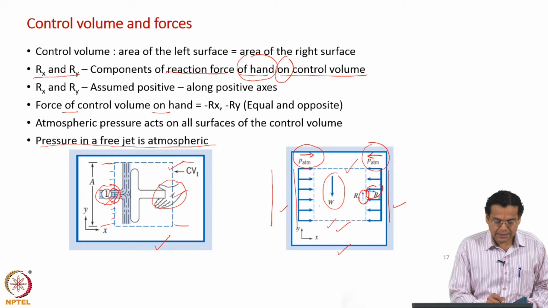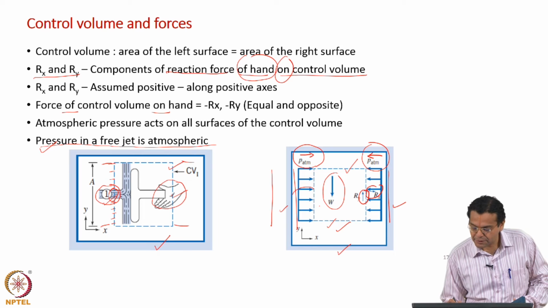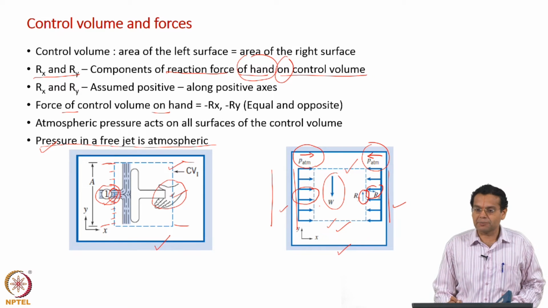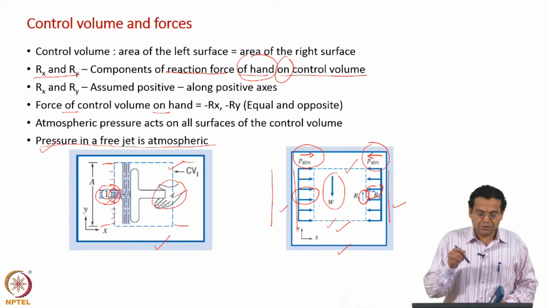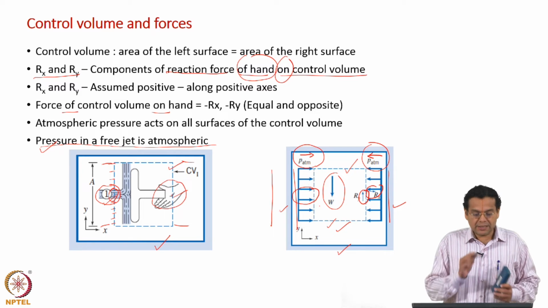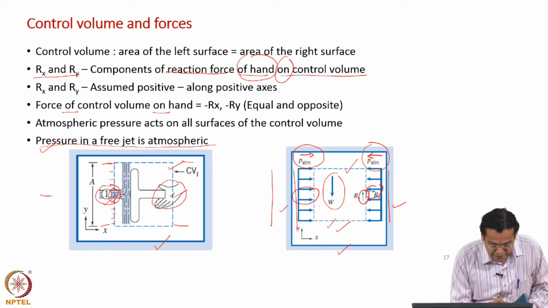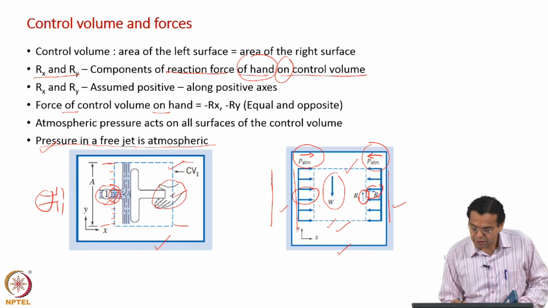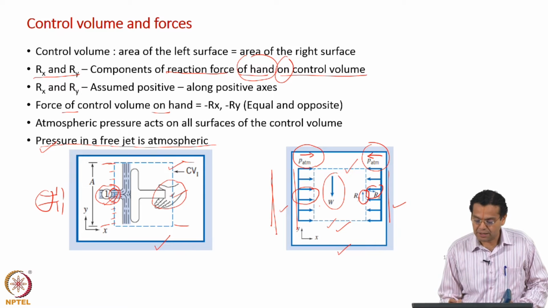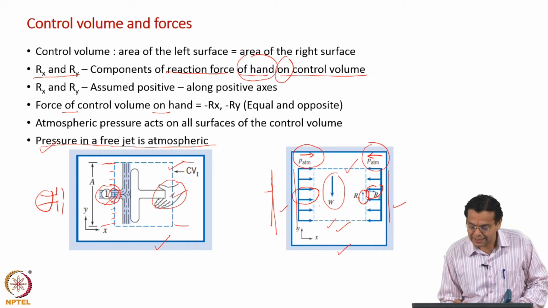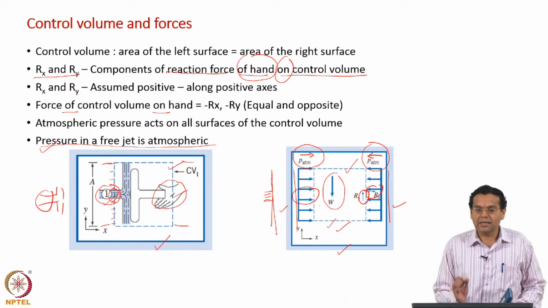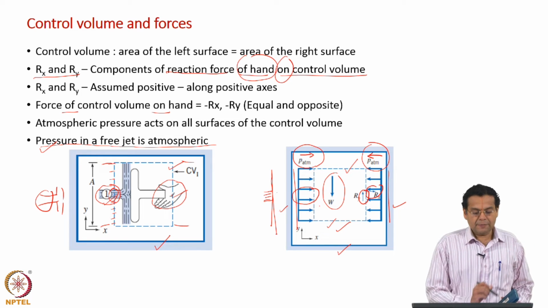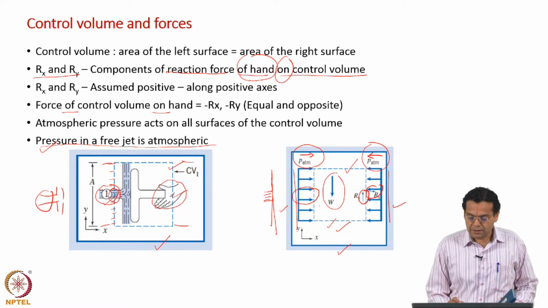If you are not stating this, then I cannot show atmospheric pressure for this part of the surface, because it will be some other pressure. Only if you assume that the pressure in this area is also atmospheric, only then I can show uniform pressure throughout. If it were not atmospheric, let us say slightly higher pressure, the pressure will be different. Only based on that assumption can I draw a uniform atmospheric pressure throughout.